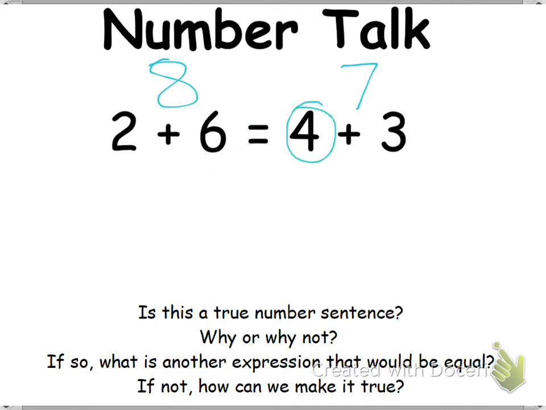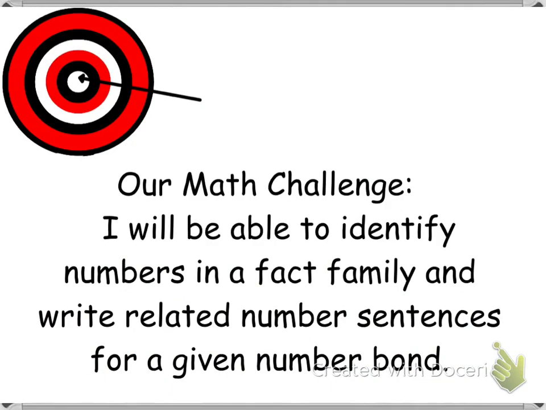Or we could have made this 4 right here a 5. We know that equals 8. Or we could have made this 3 right here a 4. So it would have been 4 plus 4. We know that equals 8. Okay, so we could have done that too. So we could have any of those things.